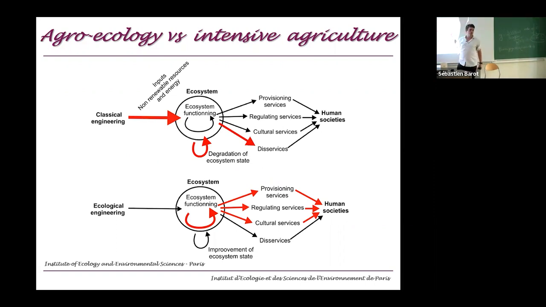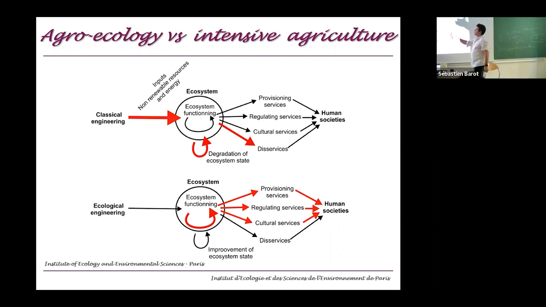And of course, this allows to provide quite a lot of food, but it's also leading to these disservices, such as eutrophication, destruction of biodiversity, greenhouse gases. It also leads to the degradation of the ecosystem states, that would be the soil fertility of the fields. So that's traditional intensive agriculture. And the idea of agroecology or ecological engineering would be to use more ecological mechanisms.